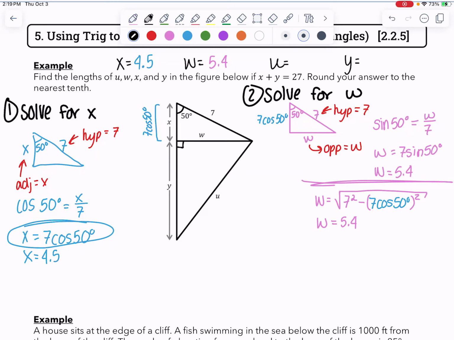All right, so now we have W. So this side over here is 7 sine of 50 degrees, which is what I'm going to write for W. All right, now we need to find either U or Y. And we were given sneakily this important piece of information right here. X plus Y is equal to 27.